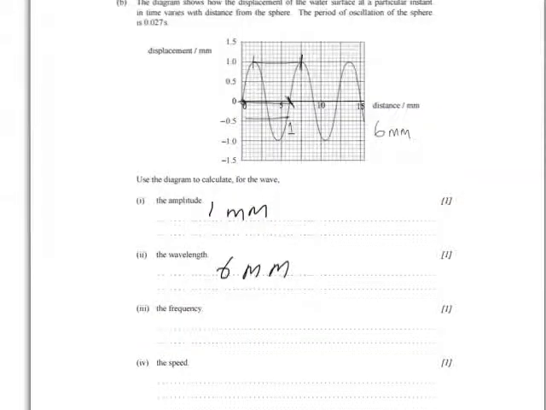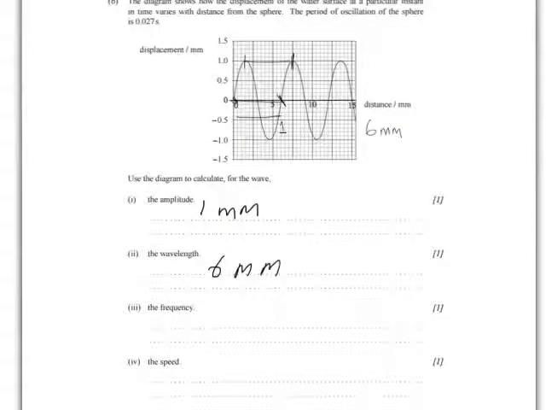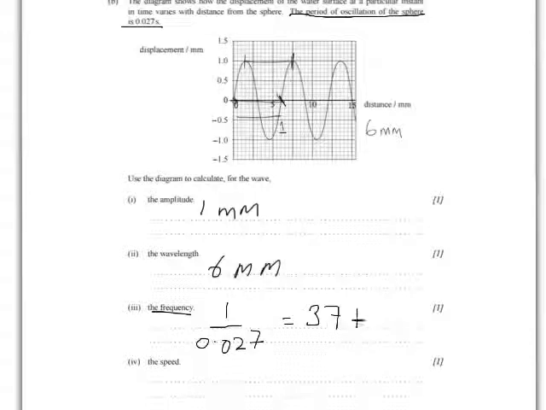To find the frequency, we need to turn to the question itself. In the question, it states the period of oscillation of the sphere is 0.027, so the frequency would be 1 over 0.027, which would give us an answer of 37 Hertz.